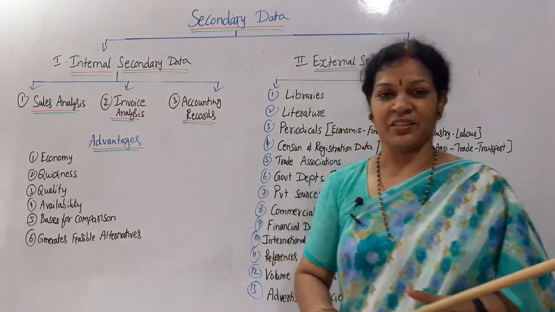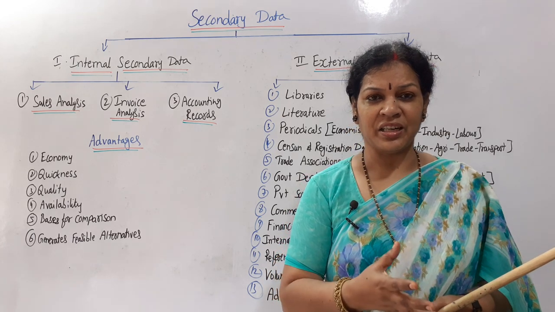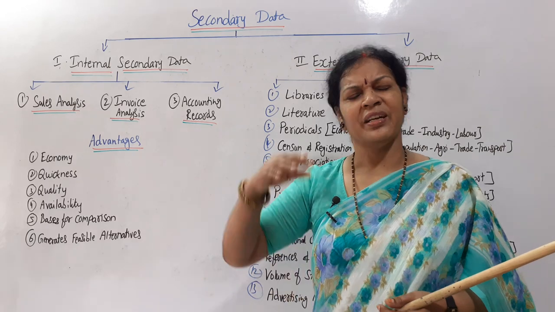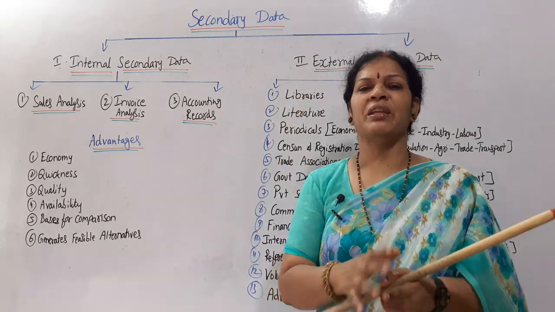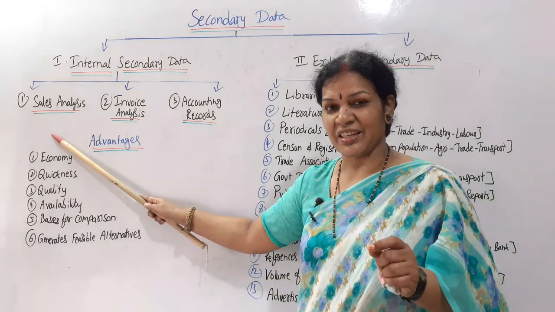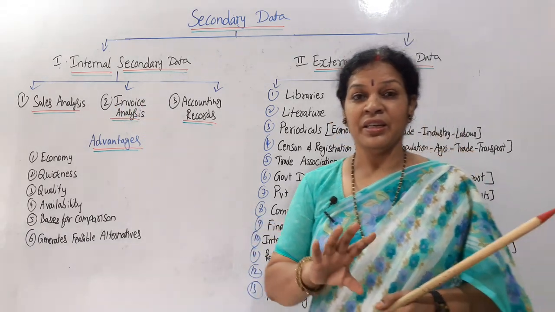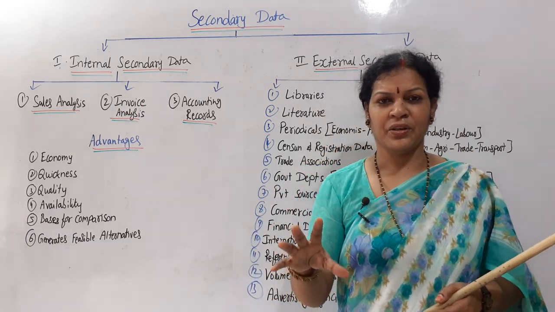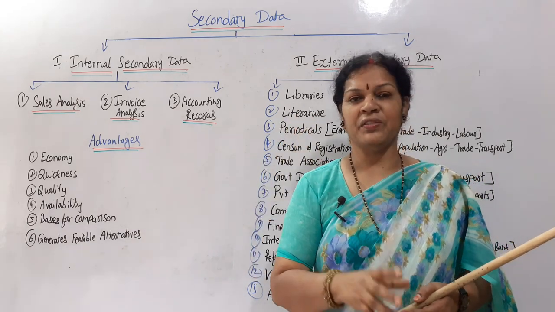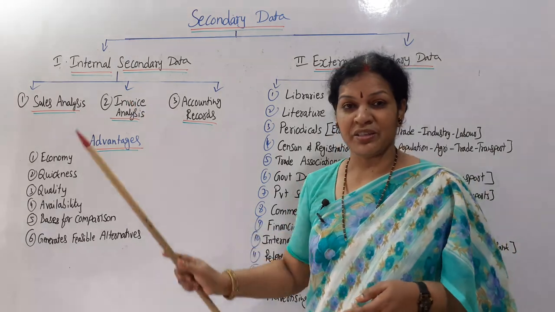First one is sales analysis, meaning how the sales have been done, and what is the strategy of sales, how many sales they have made year-wise, quarterly, half-yearly, like entire information which is available inside the organization itself. That is why we call it sales analysis. Second one is invoice analysis. Invoice means different kinds of brochures or bills or any kind of evidence papers which are available inside the organization. That is what we call invoice analysis.